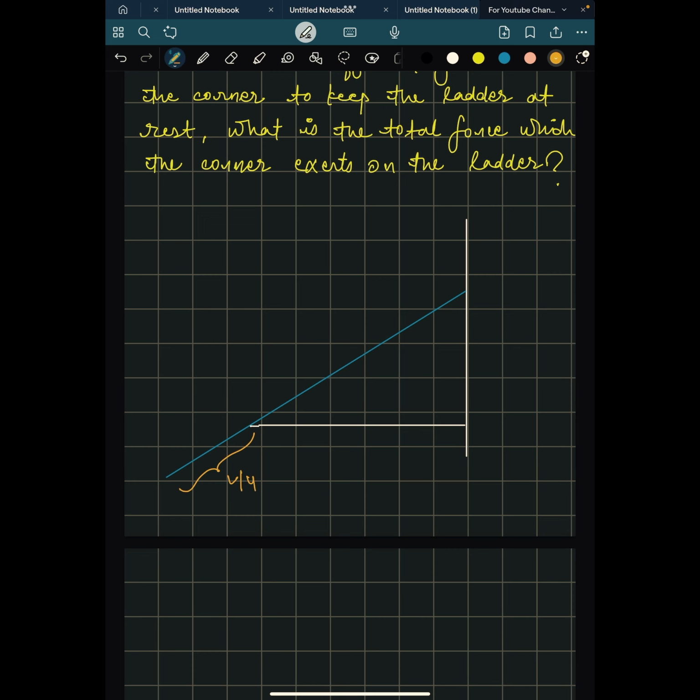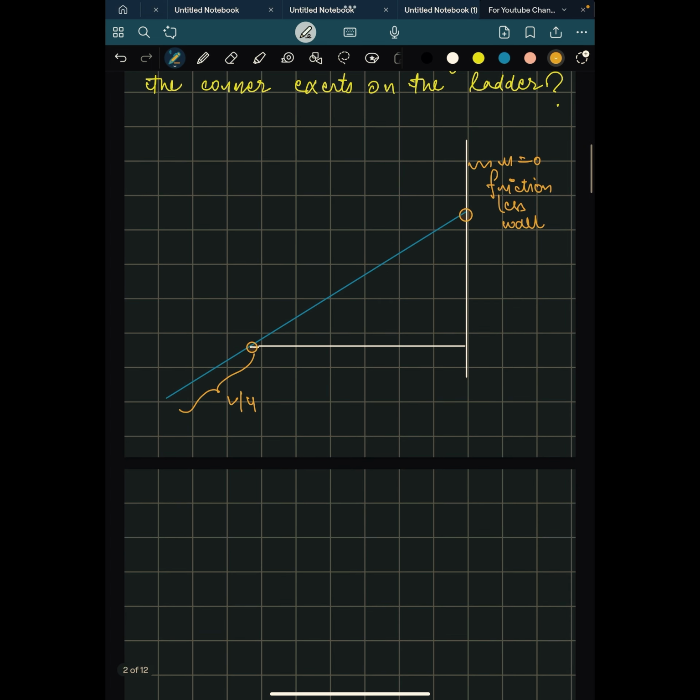This is the point of contact with the surface, and this point is the point of contact with the wall. So mu is equal to 0, frictionless, because this is a frictionless wall. But there is a finite friction on the surface, as a result of which the ladder is resting against the wall at an angle theta with the horizontal.